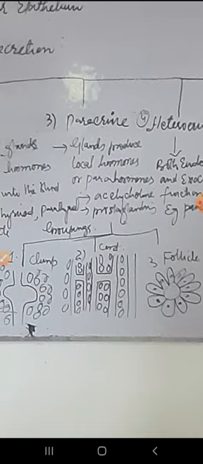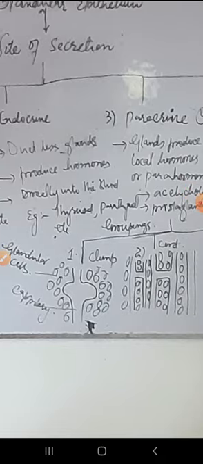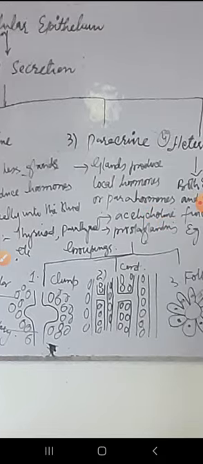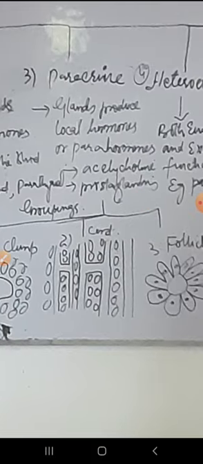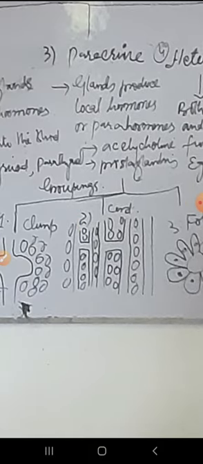Now, according to the endocrine glands, sorry, this is not paracrine gland. Endocrine glands have different types of groupings. When we talk about the endocrine glands, the cells have different types of groupings. You will see here that there are three types of groupings: one is called clump, second is called cord, and third is called follicle. These are different ways endocrine gland cells occur inside the endocrine glands.